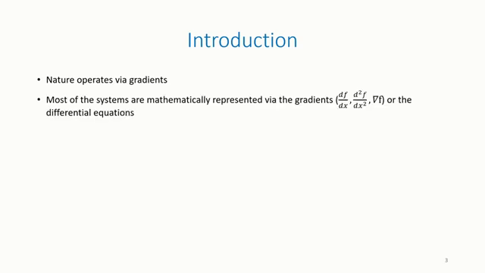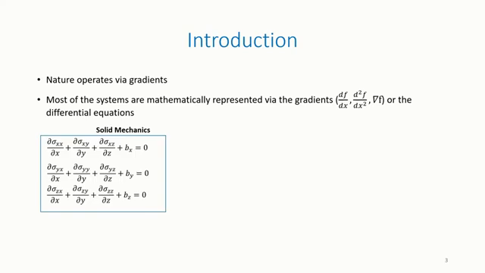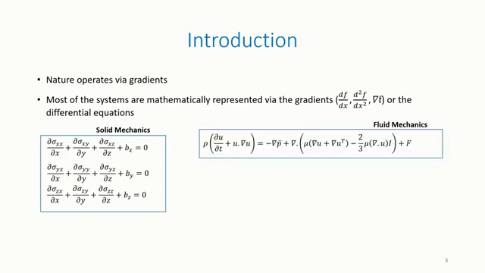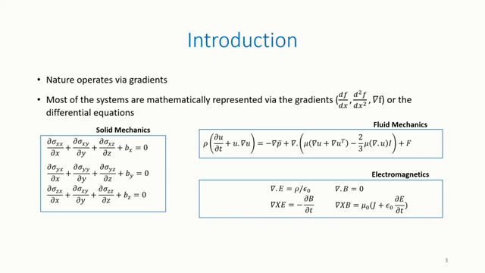Let's take a step back and look at nature. We know that nature operates via gradients. For example, a gradient or a difference in pressure drives the wind. A gradient in temperature drives the heat, etc. Similarly, most engineering systems are represented by gradients and we commonly call them the differential equations. Here are some examples from different fields. Cauchy's equation in solid mechanics, Navier-Stokes equation in fluid mechanics, Maxwell's equations in electromagnetics.